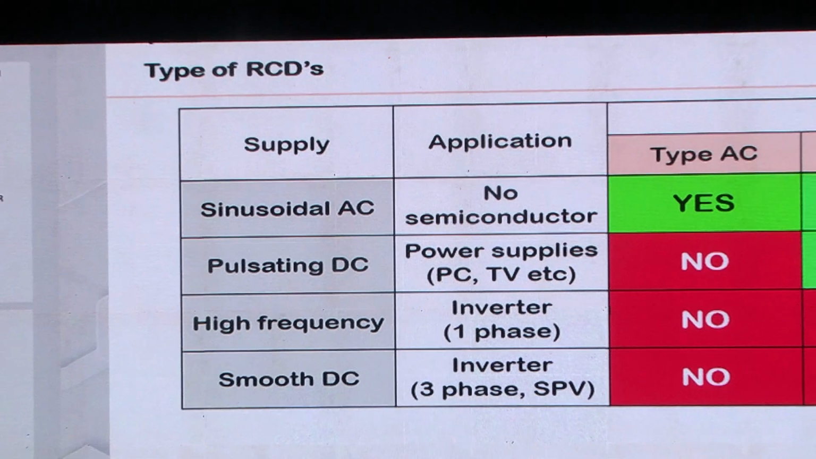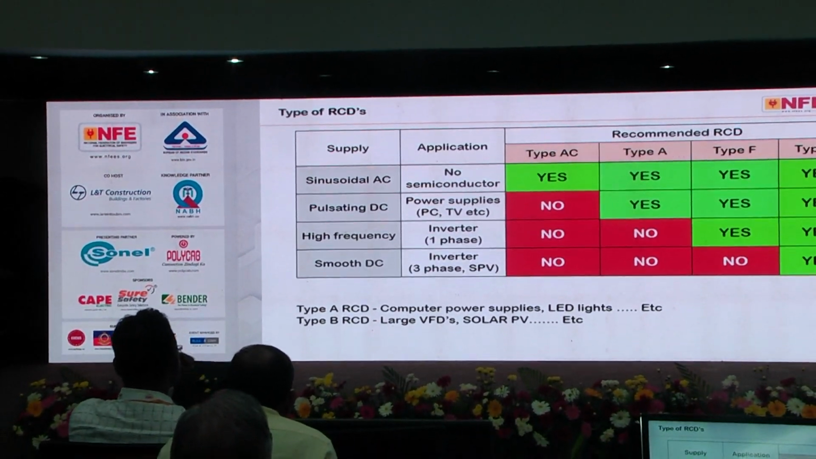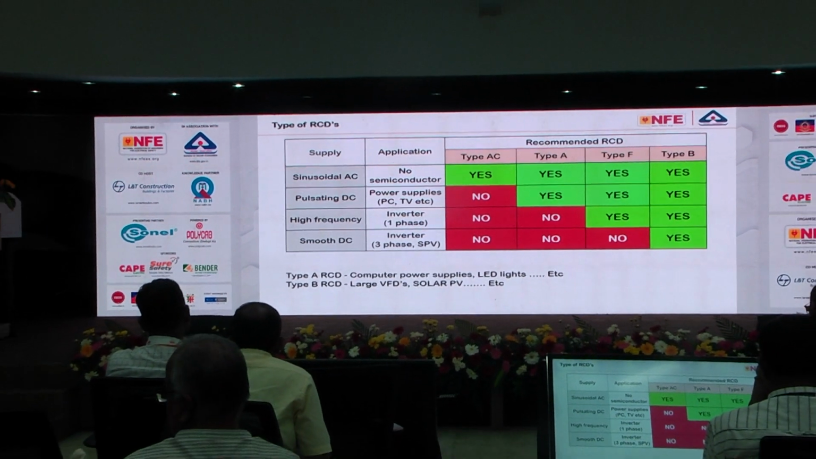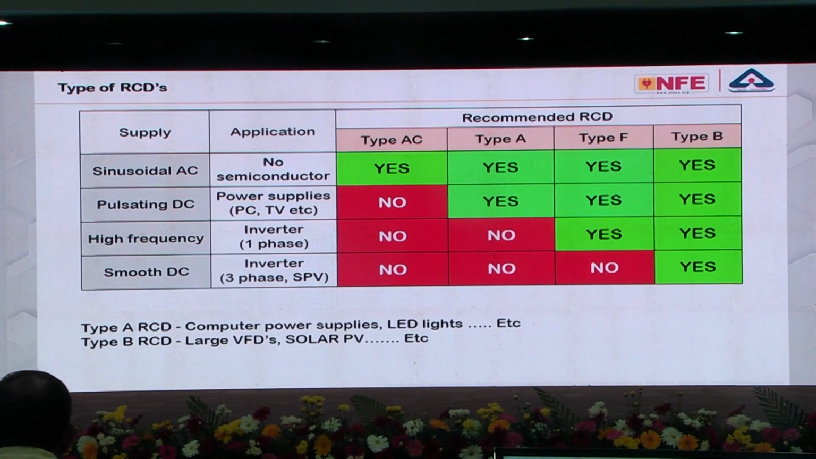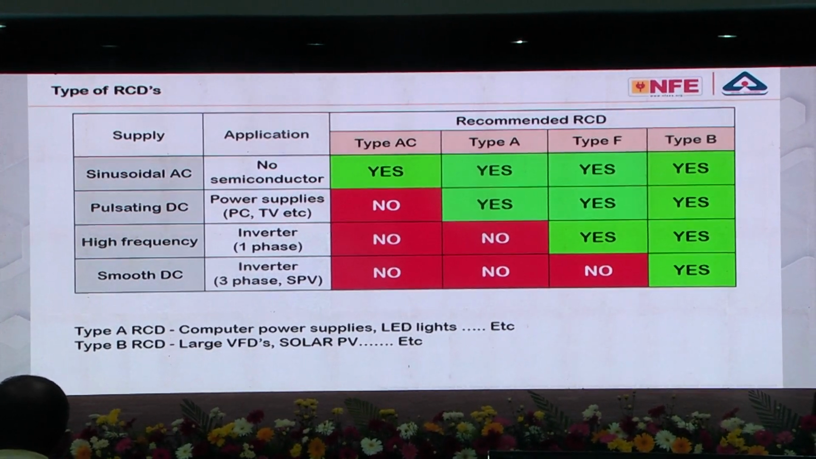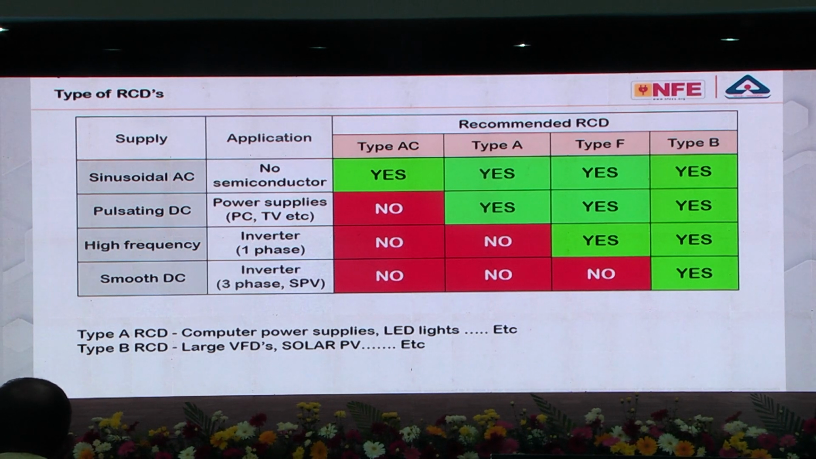For smooth DC application, for example, rooftop solar PV installations where the inverter doesn't have simple separation, we are supposed to use a type B RCD. Similarly, for a variable frequency drive, which is a 3-phase variable frequency drive, we are supposed to use a type B RCD, because with either solar PV or the variable frequency drive, the chance of DC leakage current exists, which can also create shock hazard and which can also kill people. So we need protection against shock by these RCDs: type AC for purely AC application, type A, type F, and type B.